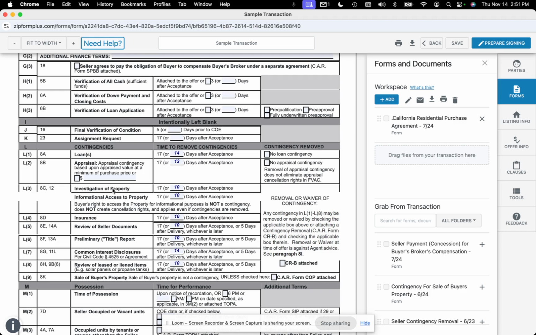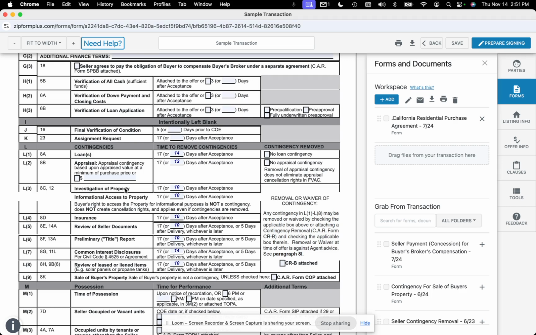Again, this is for physical inspection. This is just to get informational access to the property, the right to go to the property to do your investigations. It is not a contingency itself, but you do have to have rights to go there, and this is the part of the contract that gives you those rights.